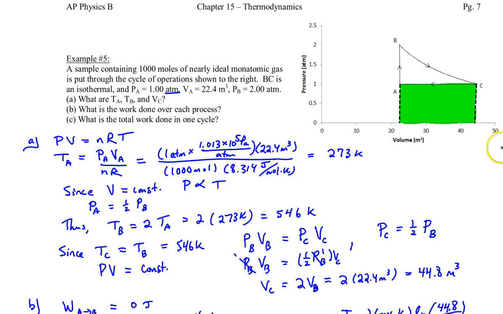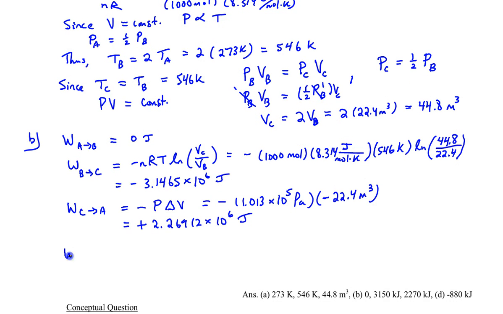In the last part, we're asked to calculate the total work done during the whole cycle. Hopefully you realize that during a closed cycle, it is really the area that is enclosed. And that area represents the total sum of all of the works done. So if you take work AB, work BC, and work C to A, then that would be equal to the total net work done.